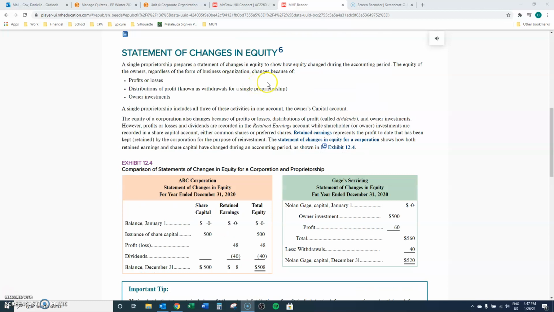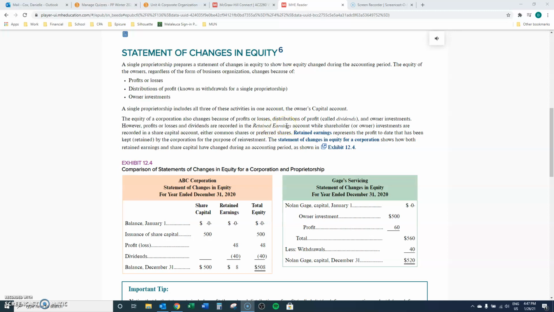Statement of changes in equity. So the equity of owners, no matter what the form of the organization is, will only change for three reasons: profits or losses, distributions of profits, and owner investments. Those are the three causes of a change in equity. So for sole proprietorship, all three of these activities here are recorded in one account. It's the owner's capital account. In a corporation, they're recorded in different accounts. So profits, losses, and dividends are recorded in retained earnings.